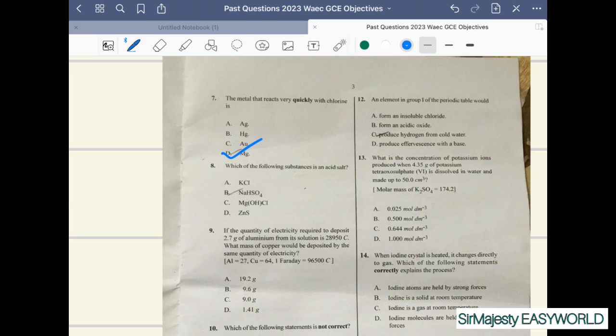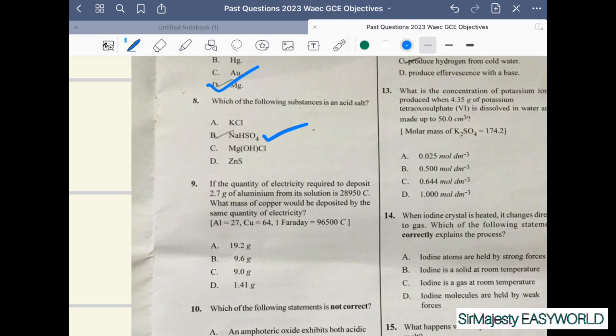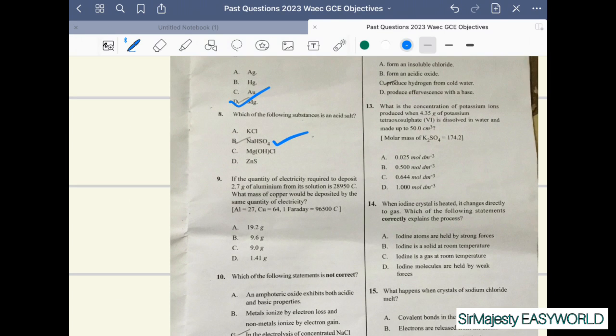Then number 8 says, which of the following substances is an acid salt? We have B. How do we know acid salts? Remember, don't say acidic salts. We have 5 types of salts, which are normal salts, acid salt, basic salt, complex salts, and double salts.